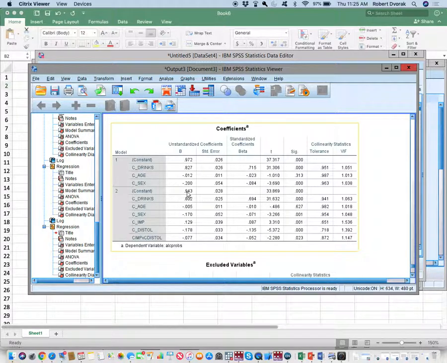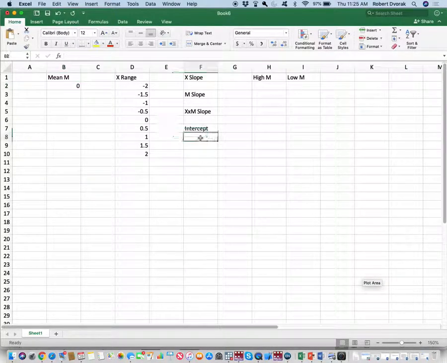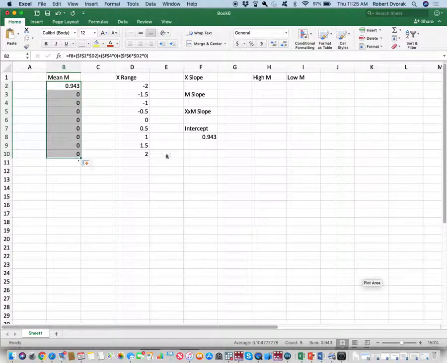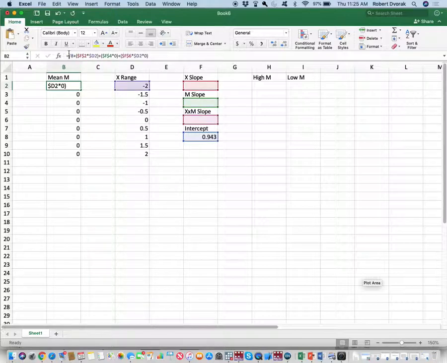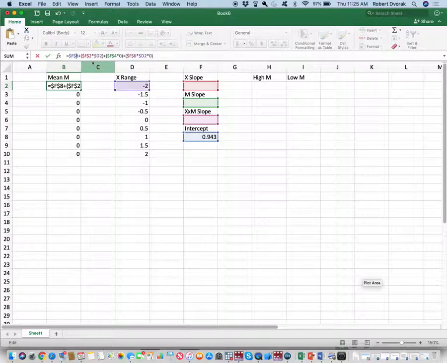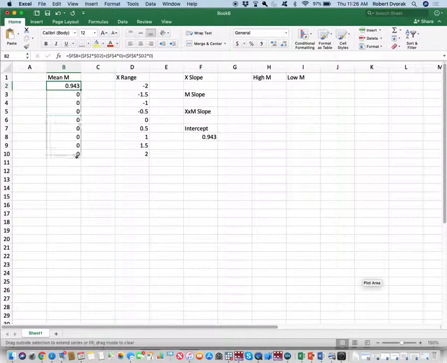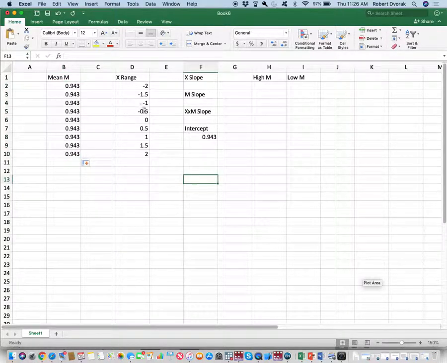Our constant is 0.943. Let's put it in as our intercept. 0.943. Notice that when we don't have any slopes, .943 is all that we have, right? That's our mean at x. Oh, I messed something up here, didn't I? F8 should also have dollar signs by it, because we don't want the intercept to be taken off on us. All right. So we have that.